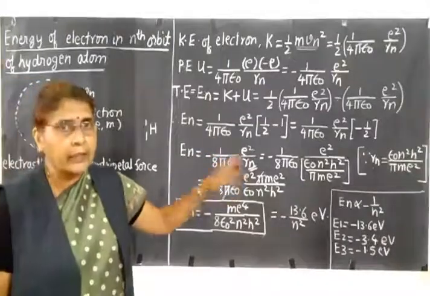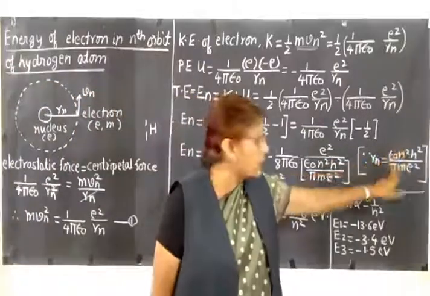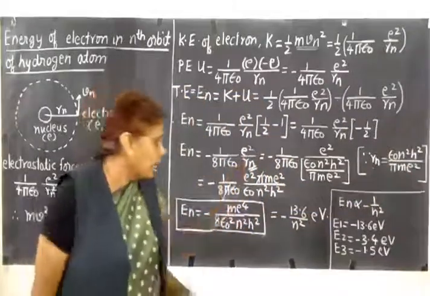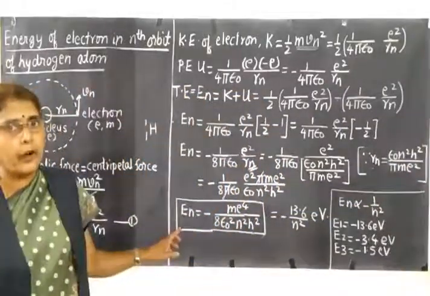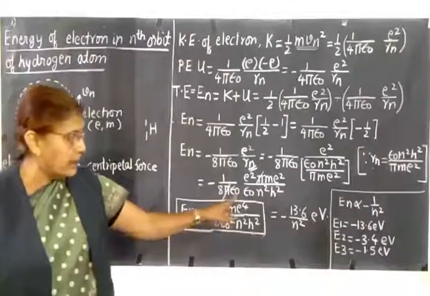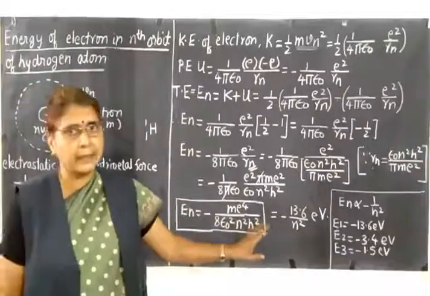square upon Rn. Then we have assumed the expression for Rn as epsilon 0 n square h square upon pi m e square. Put the value of Rn and simplify. You will get the final expression for the energy En equals minus m e raised to 4 divided by 8 epsilon 0 square n square h square.